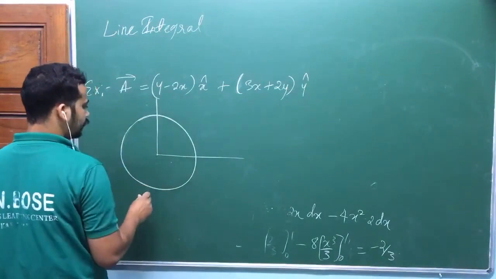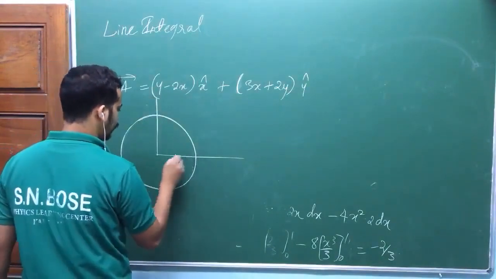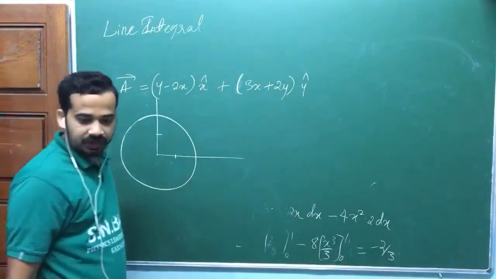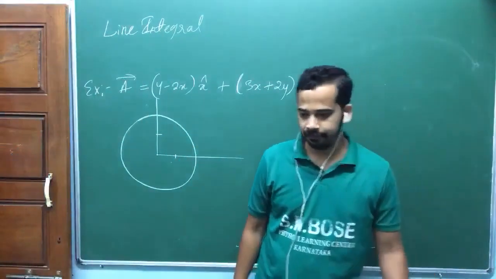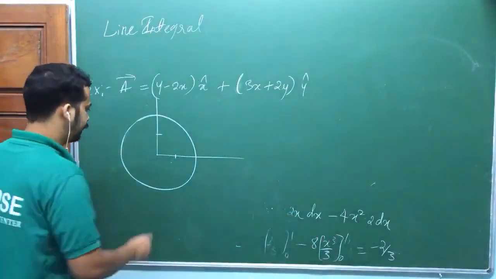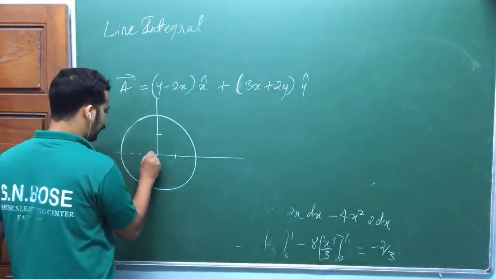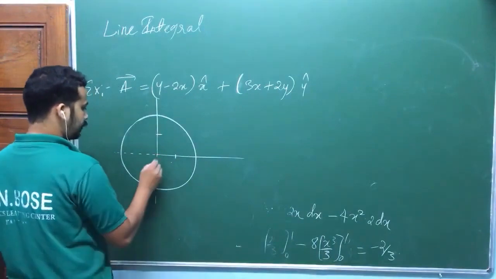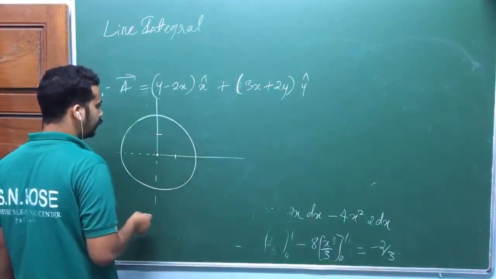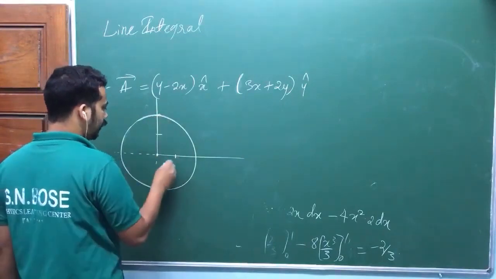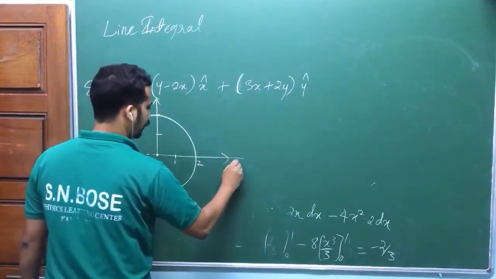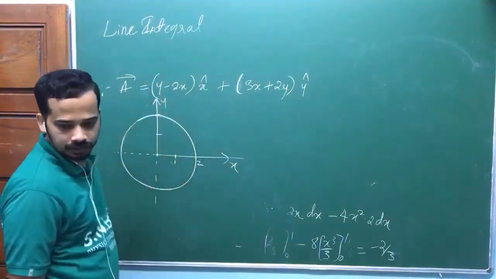Compute the circulation of this vector field about a circle C in the xy plane, centered at the origin. That circle is centered at the origin and has radius 2. Is that okay? X-axis, Y-axis, okay?